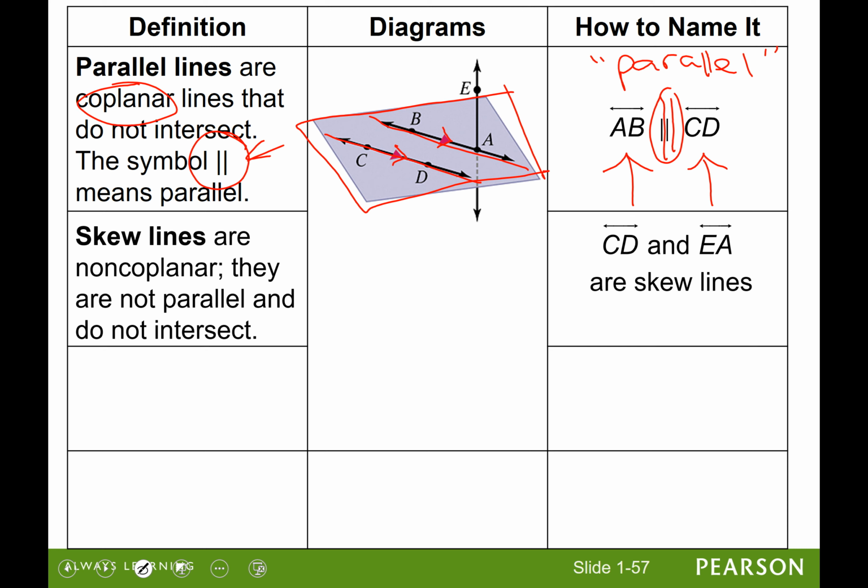Skew lines, you can name, you need the arrows over top, just like naming a line, but there's no real shortcut symbol for skew lines. You would just state that those two lines are skew. So in our figure, we've got CD, so we're talking about this one here, it's in that plane, and EA. So they will never intersect, and they are non-coplanar, making them skew.